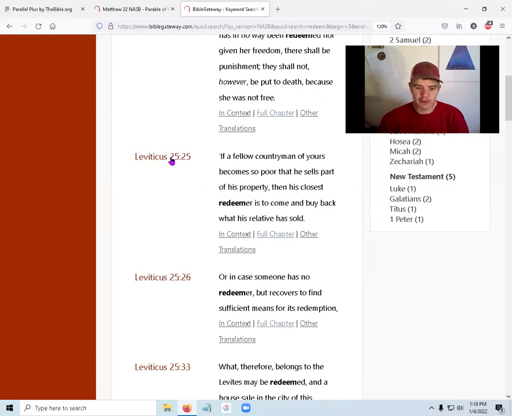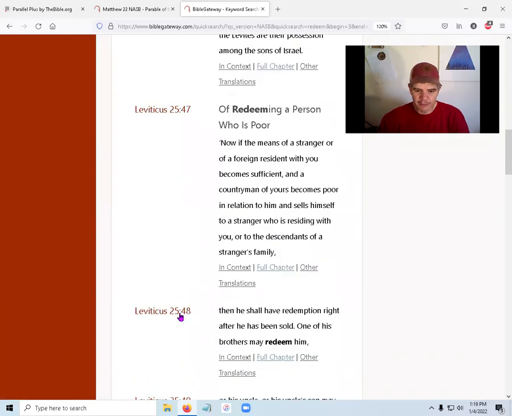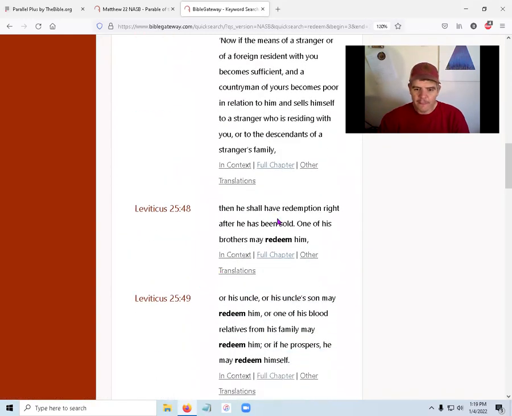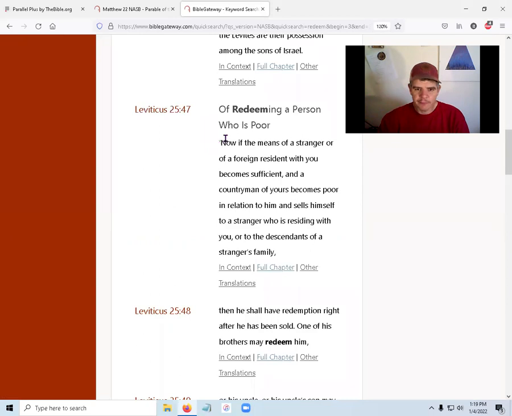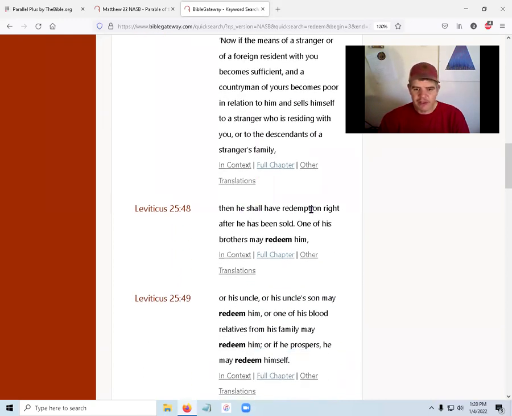Man, look, there's a whole chapter 25. A whole chapter of it. One of his brothers may redeem him. Or his uncle, or his uncle's son may redeem him. All right. Now, if the means of a stranger or a foreigner resident becomes sufficient, and a countryman of yours becomes poor in relation to the foreigner, and sells himself to the stranger who is residing with you, or to the descendants of a stranger's family, then he shall have redemption right after he has been sold. He'll be able to be redeemed.